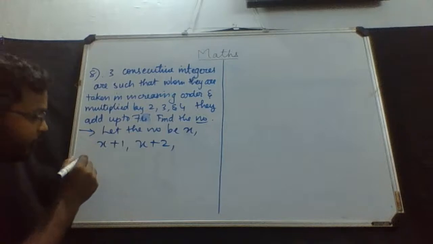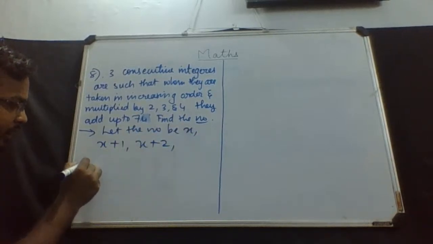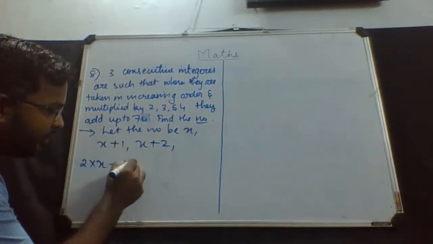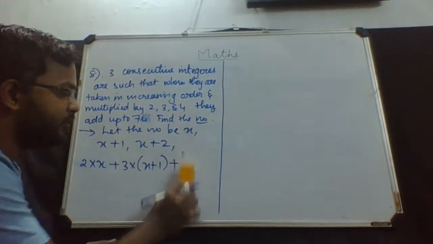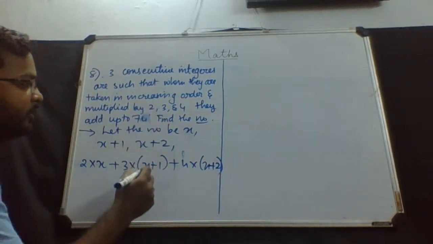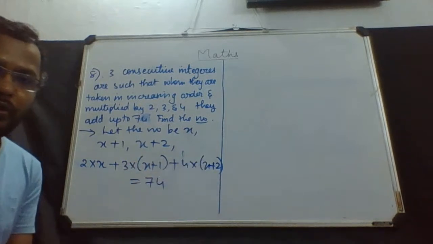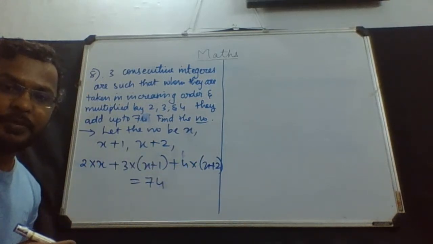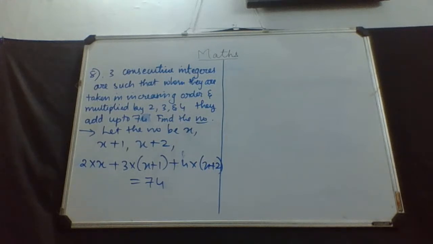So what is the first number here? x is the first number. That first number we are multiplying by 2, plus the second number x plus 1 that we are multiplying by 3, plus the third number x plus 2 that we are multiplying by 4. When you multiply and add them, their sum is 74. So this is the equation. Now these numbers, x plus 1 and x plus 2, we have to put in brackets. That is very important. So now solve this equation and find the value of x.